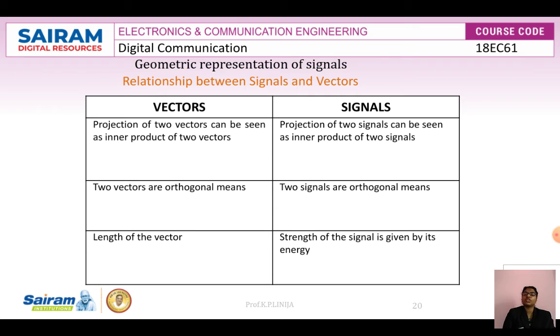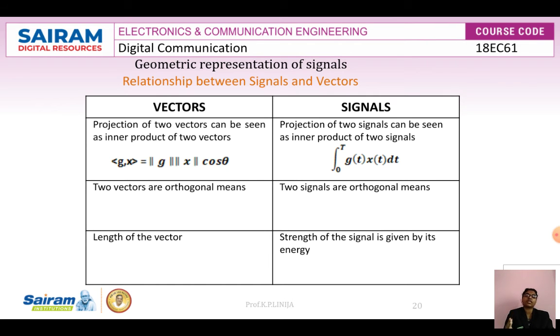The first is that the projection of two vectors can be seen as the inner product of two vectors. For example, let us consider two vectors named g and x. Then it is given as the inner product of g and x, that is, g into x into cos theta. On the signal side, the projection of two signals can also be represented as an inner product of two signals, which we can write as the integral from 0 to T of g of t into x of t dt.